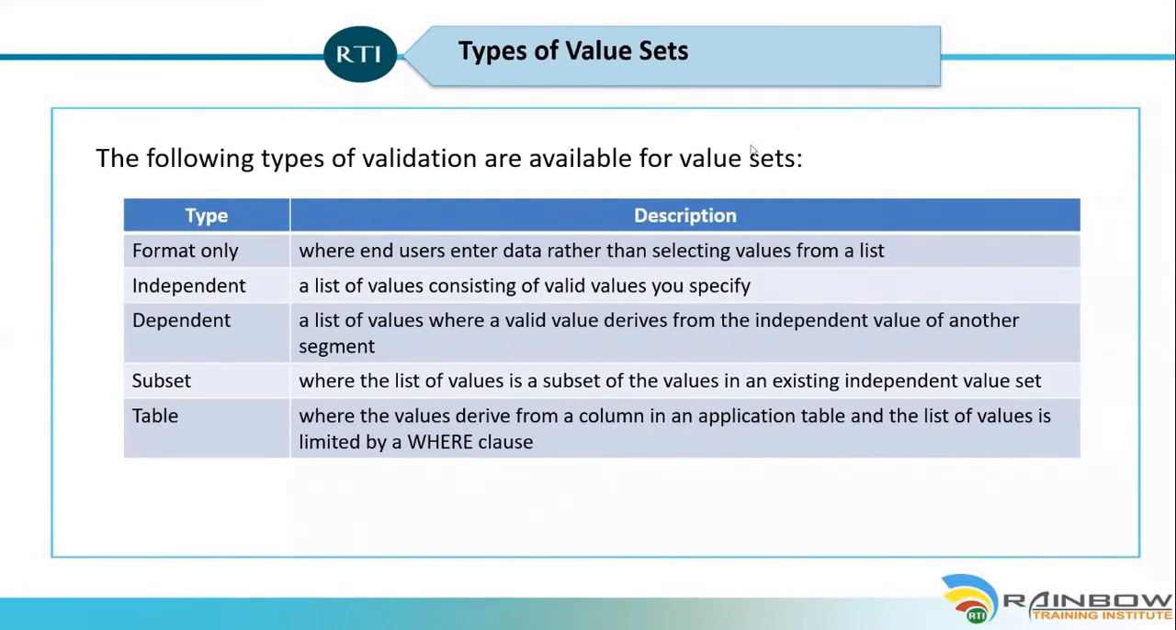So the way it works is you create a value set. You might create it as an independent, dependent, subset, or a table type, and that will give a list of values, and you will attach the value set to the flex field segment, so that when the user looks at that segment in the application, they will be able to see a drop down, and the user can pick and choose the value. So there are 5 types of value sets that we can create in the application.